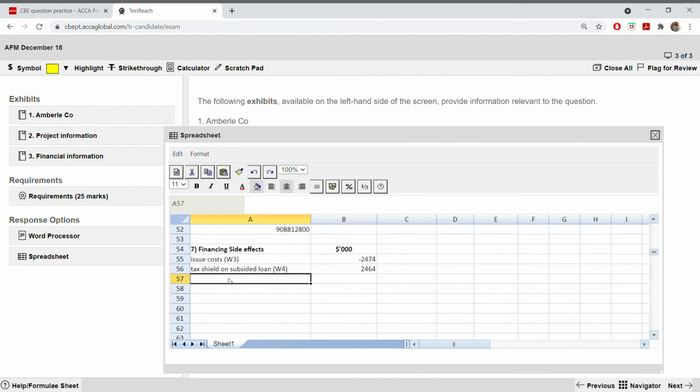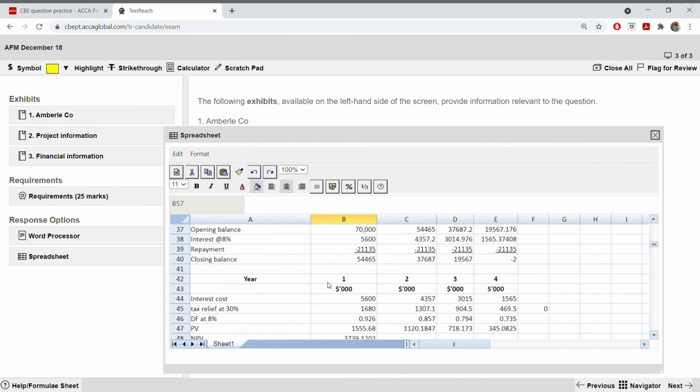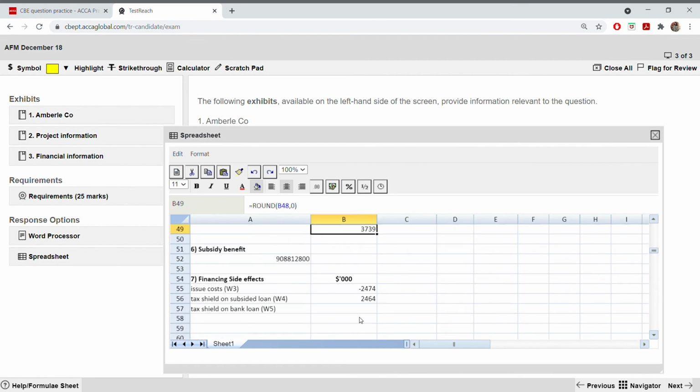What is working number 5? Tax shield on bank loan. If someone asks me this question that I'm very slow, how to be fast, the question lies with your practice. It's not with me. I cannot answer that question. How to be fast? You have to practice a number of times. From day one you have to practice. The day you started AFM, you have to practice on the CBE platform, any questions you get. What is it? It is this. The tax shield on bank loan. 3739.